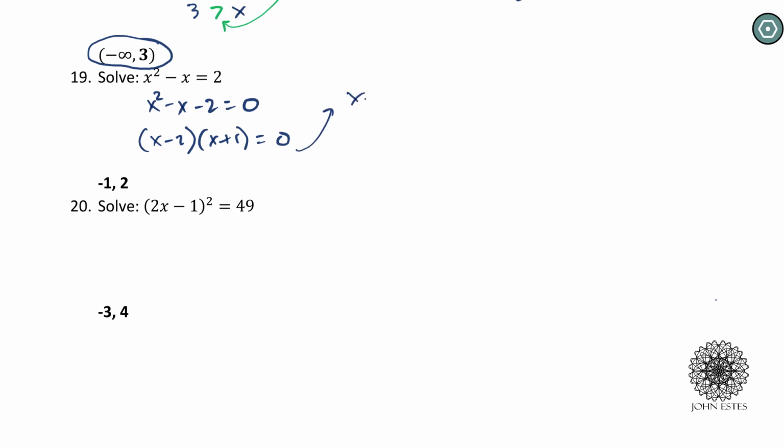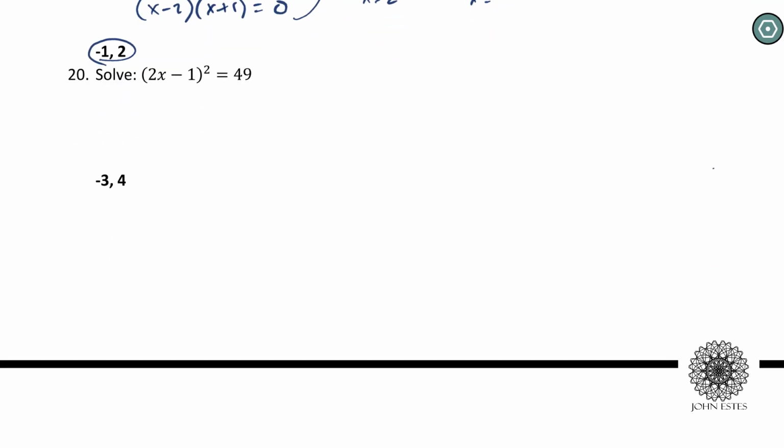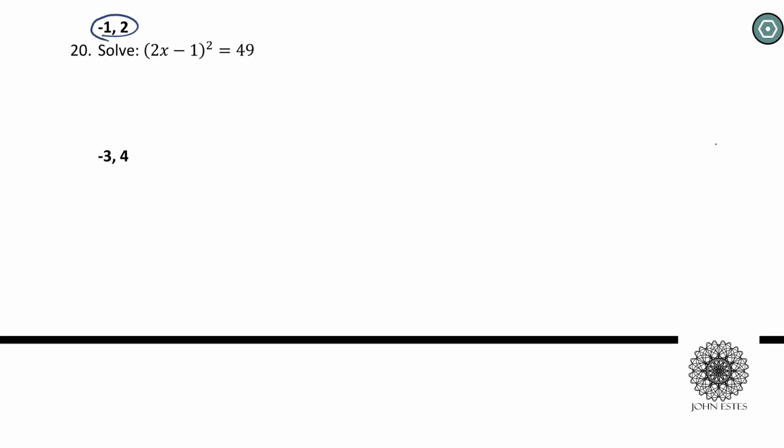So then I have the two linear equations, x minus 2 equals 0, which means x equals 2, and x plus 1 equals 0, which means x equals negative 1, and there are my two solutions. This only works if you set the equation equal to 0, by the way. Number 20, though, we don't need to do that because of the way it's written.